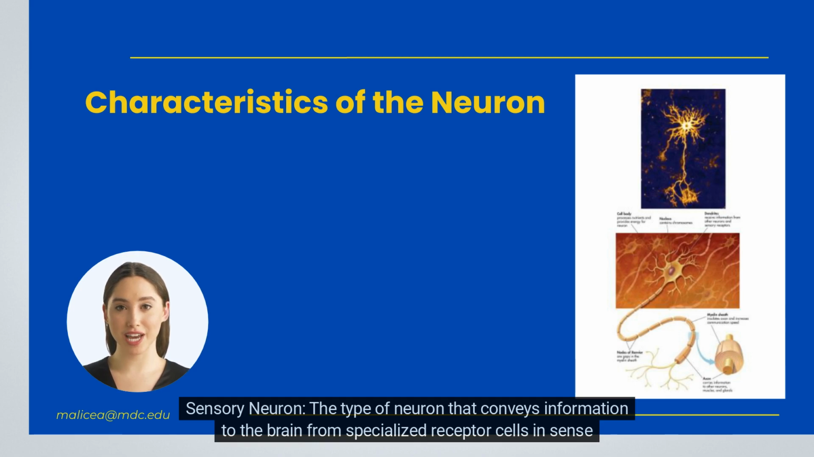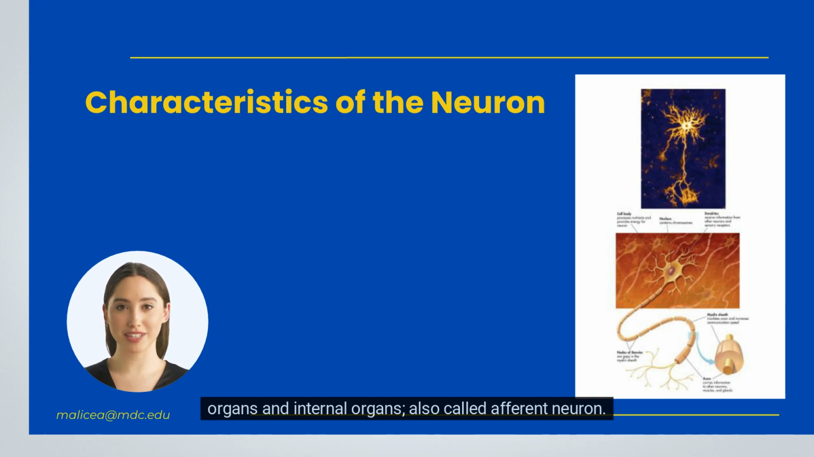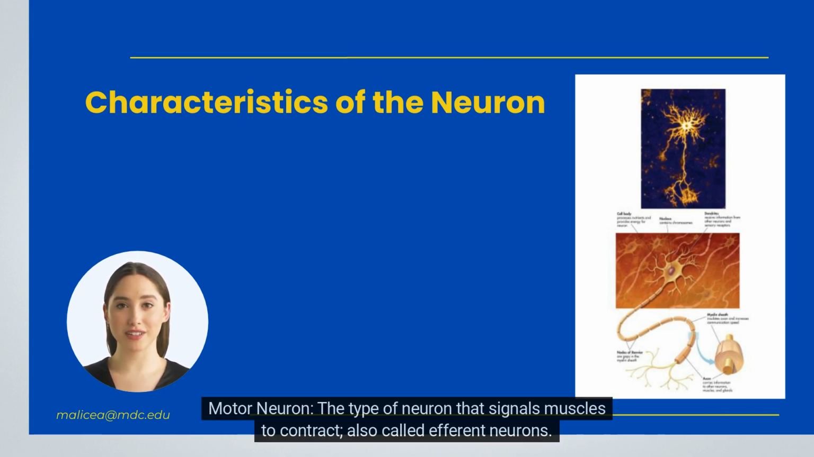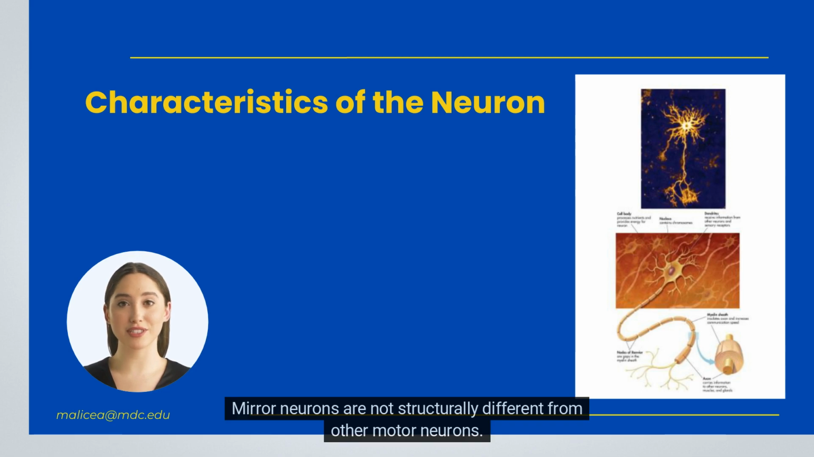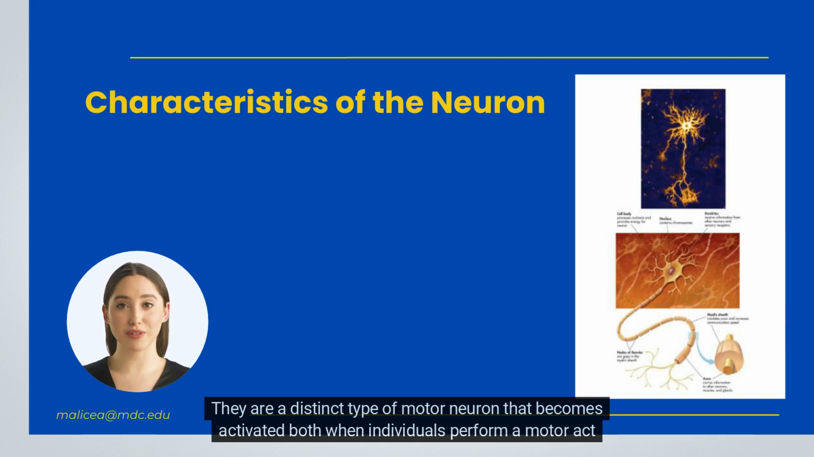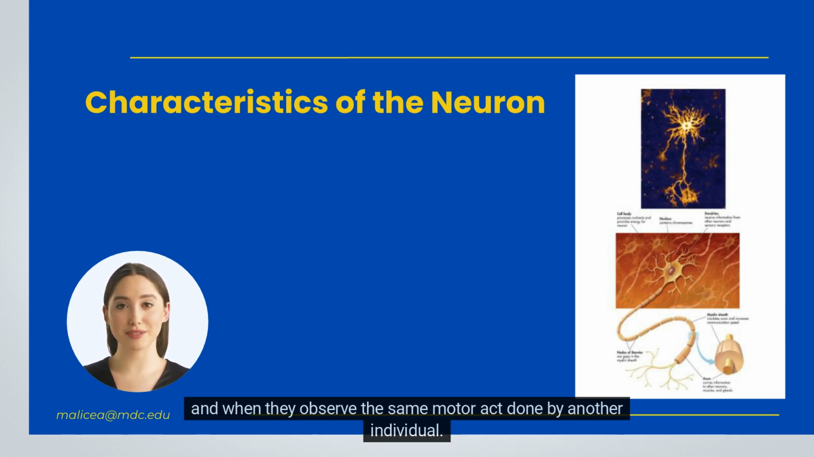Sensory neuron: the type of neuron that conveys information to the brain from specialized receptor cells in sense organs and internal organs, also called afferent neuron. Motor neuron: the type of neuron that signals muscles to contract, also called efferent neurons. Interneuron: the type of neuron that communicates information from one neuron to the next. Mirror neurons are not structurally different from other motor neurons. They are a distinct type of motor neuron that becomes activated both when individuals perform a motor act and when they observe the same motor act done by another individual.